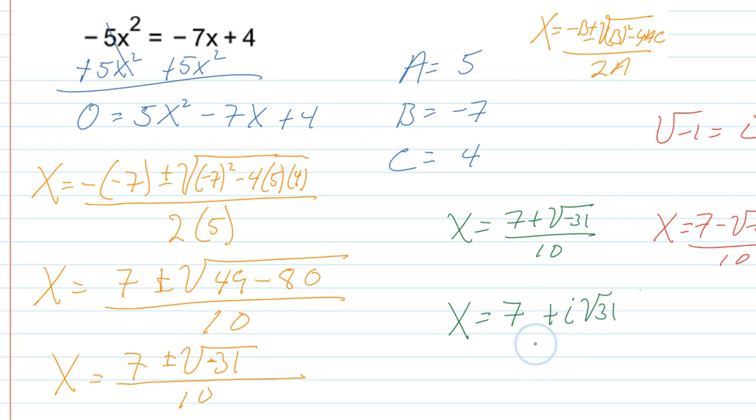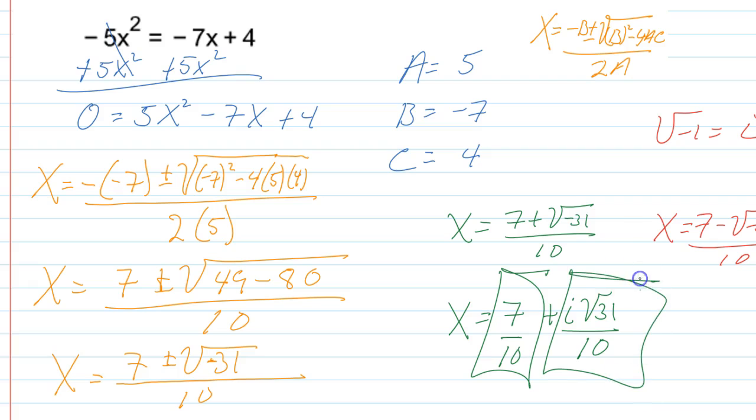Remember, the square root of negative 1 is equal to i. Now, here's the interesting part. I have 7 plus i square root of 31. The 10 is under the entire thing. But now that I've made it an imaginary number, I split it into two. Yes, they have a common denominator, but I have to split it into two pieces. I have the real piece here, and then I have the imaginary piece next to it. So it's not written over one divisor. You have two different fractions. And then you're going to do the same thing with the negative equation.